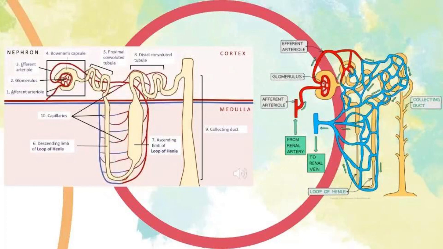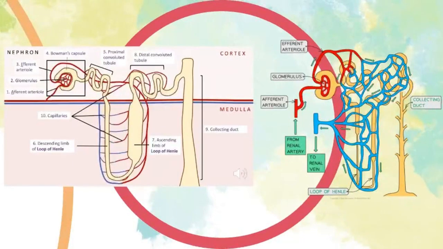And you can see all of those structures in the second image here too on the right-hand side. And again, I just want to emphasize how the tubules and the loop of Henle really intertwine with the blood supply to allow for constant exchange, essentially, of the contents of the urine with the blood.